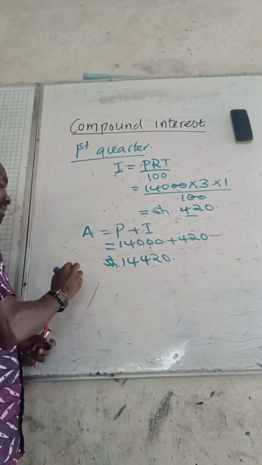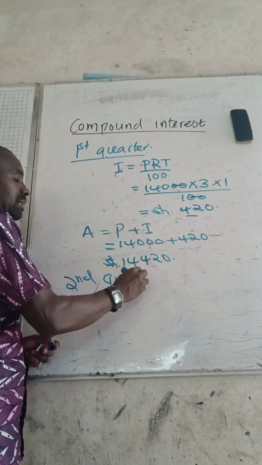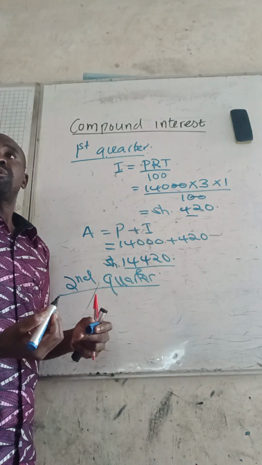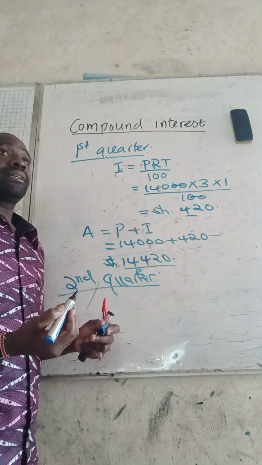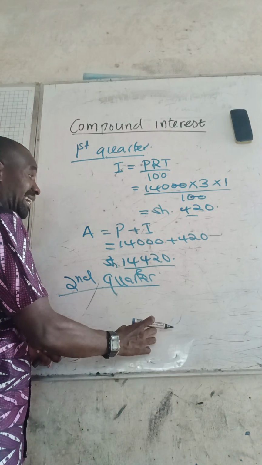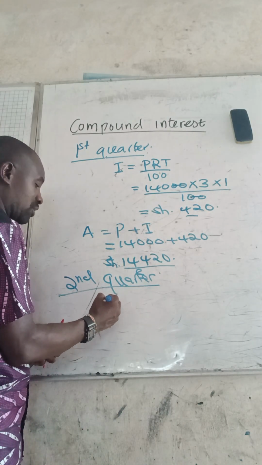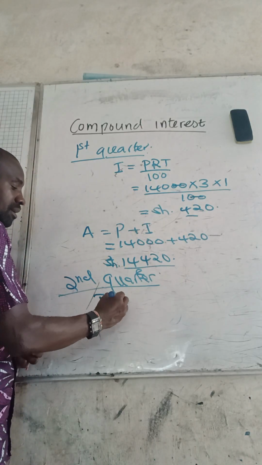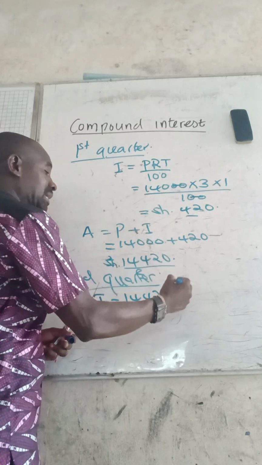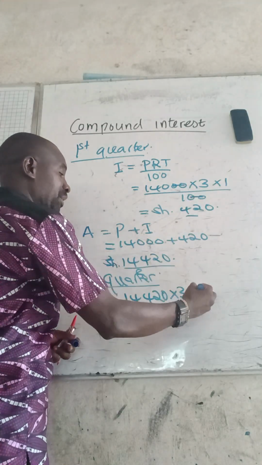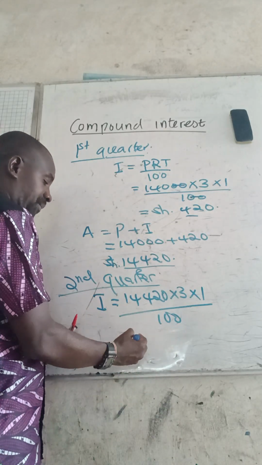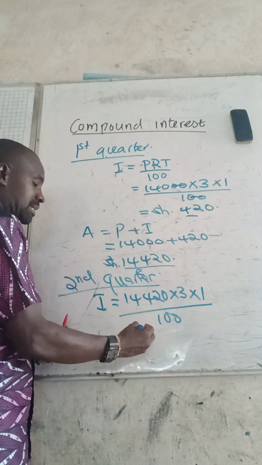If we look at the second quarter, the 14,420 becomes the principal. Can we now calculate again our interest for the second quarter, which is given as 14,420. Our rate is still 3%, our period is still 1, then over 100.